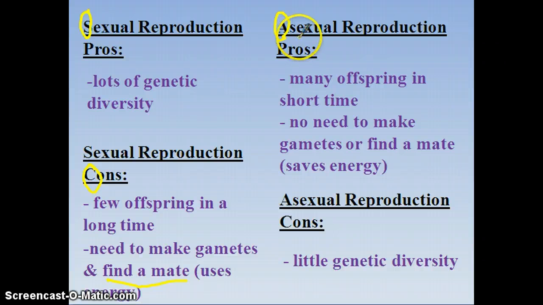For asexual, the pros are many offspring in a short period of time, and there's no need to find any mates. It is asexual. You don't need to make gametes either. The con is, although it's fast and you don't need a mate, there's little genetic diversity. They are all identical. Both of these have pros and cons, and they're both needed, and they both serve a purpose.